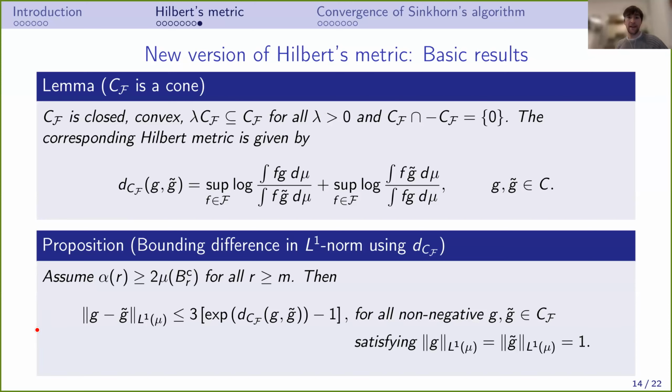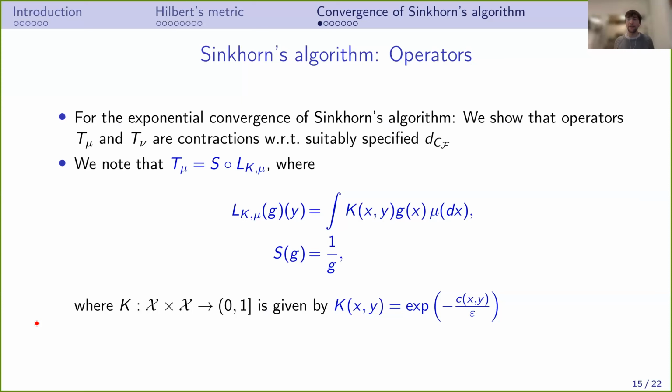And now, coming back to the real motivation of the talk, I want to show how we can use this metric to obtain exponential convergence of synchronous algorithms. So we want to show that the operators T mu and T nu are contractions with respect to suitably specified versions of Hilbert's metric. To this end, we'll actually decompose these operators. Without loss of generality, we'll only look at T mu and not T nu. And we'll decompose T mu as the concatenation of an operator S and an operator LK mu.